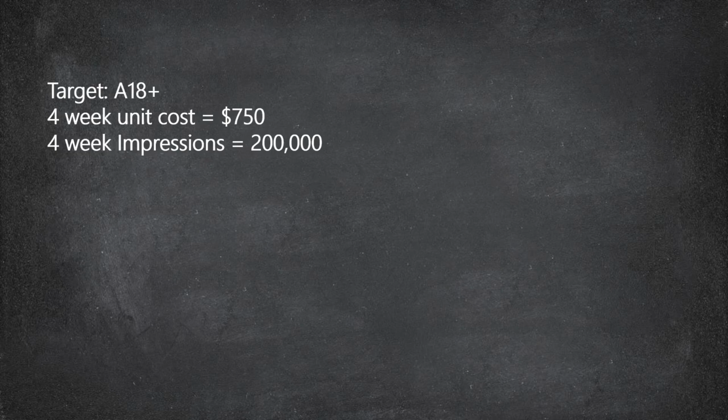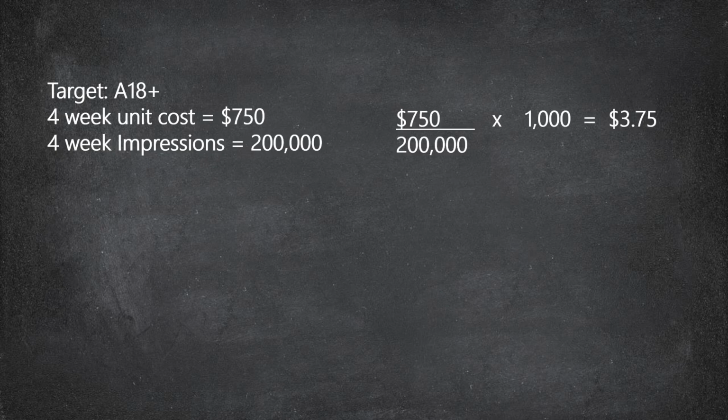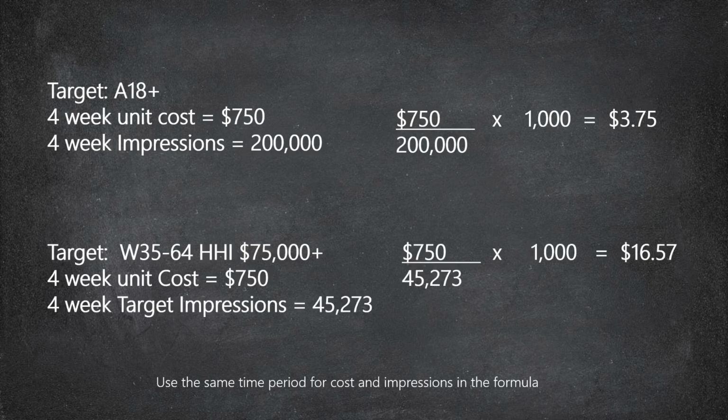If we have a unit with a $750 unit cost, delivering 200,000 impressions, we can plug in the numbers to calculate the CPM. For every 1,000 adults 18 plus impressions, the unit cost is $3.75. If our audience is women aged 35 to 64 with a household income greater than $75,000, the CPM will change. The unit cost, though, may not. This unit delivers 45,273 impressions against the specific audience, yielding a CPM of $16.57, much higher than the adults 18 plus.